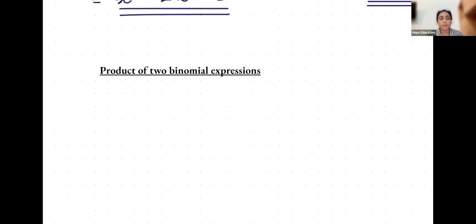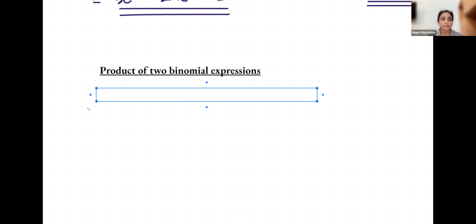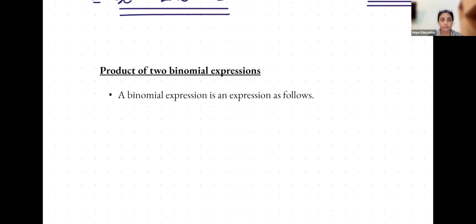Let's write a small point. So something like this is what we call a binomial expression. So taking two of these and multiplying, that is what we say product of two binomial expressions. That is what we are going to learn in this lesson.